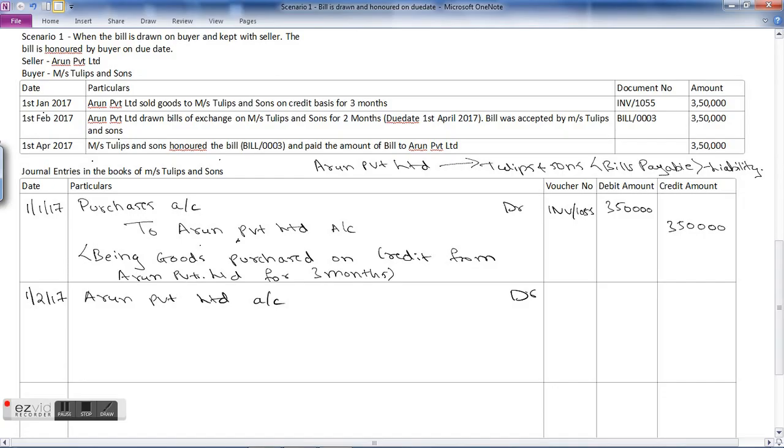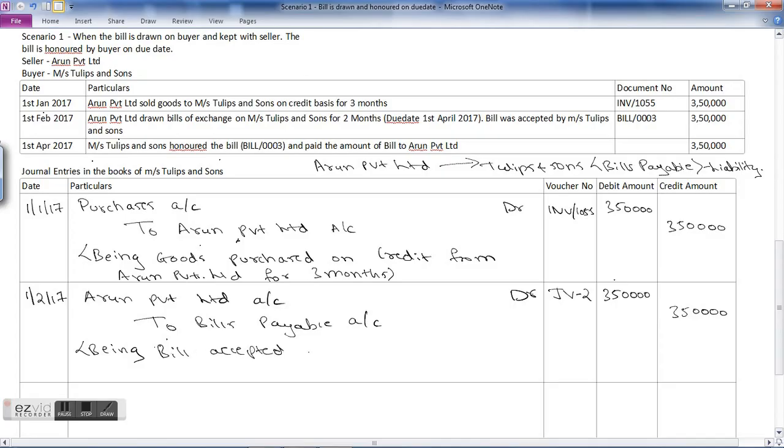debit. We'll put it as JV2, to bills payable account. Now bills payable account is showing a credit balance. That means there is a creation of a liability in the books of Tulips and Sons. Amount is 3,50,000. Okay, so being bill accepted.